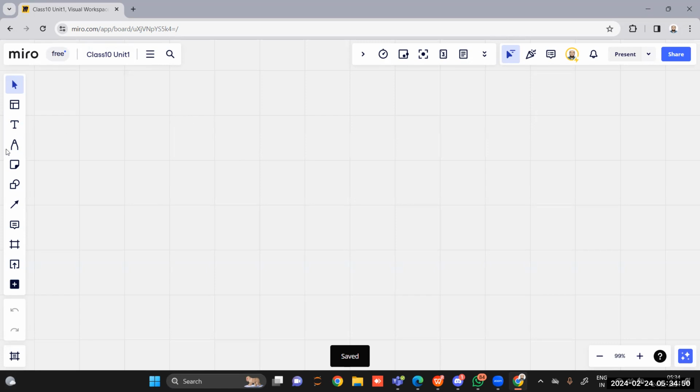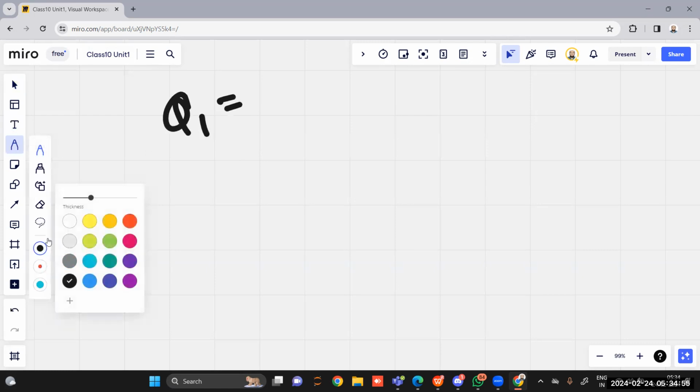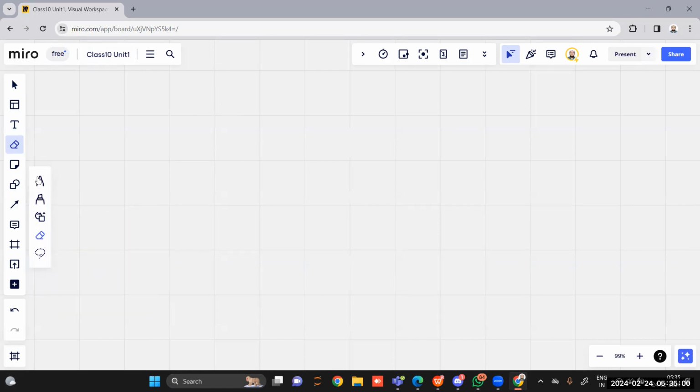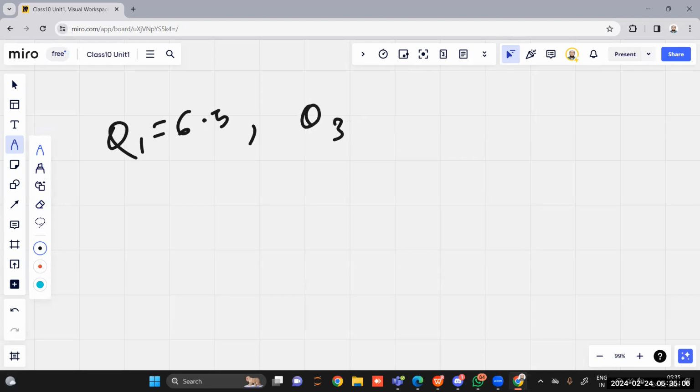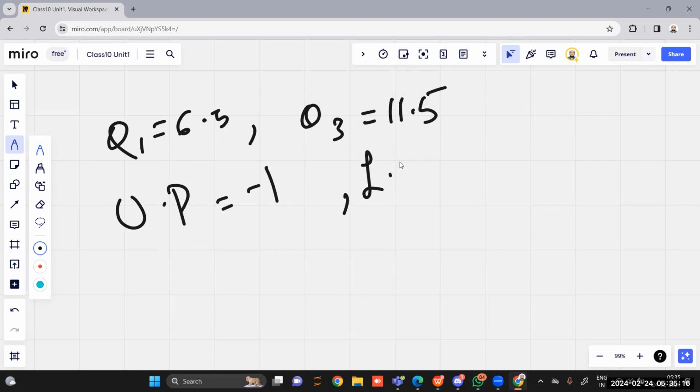Q1 was 6.5. Q3 was 11.5, right? Those are the things that I remember. Its upper fence was -1 and its lower fence, I think, was 19.